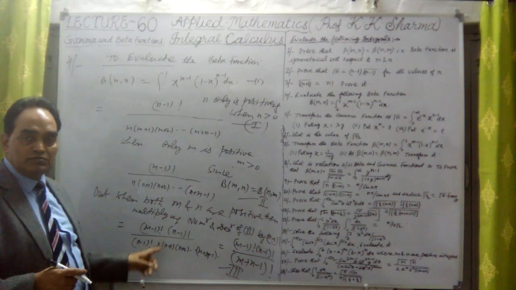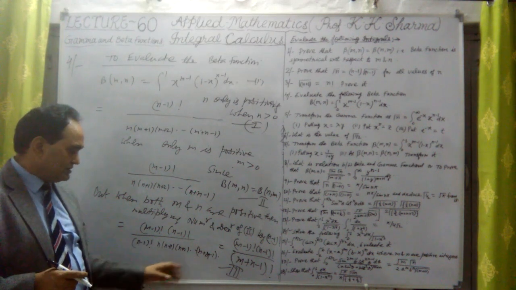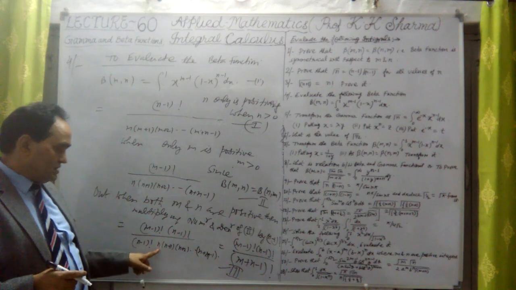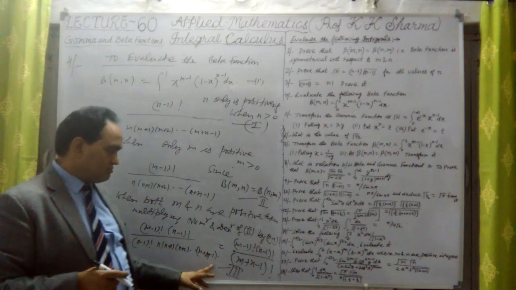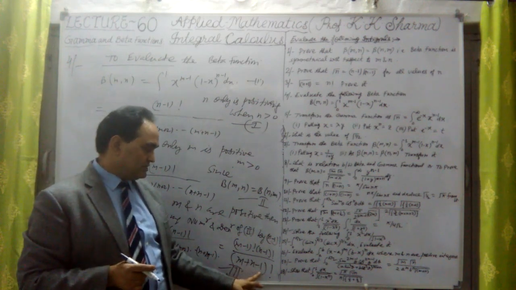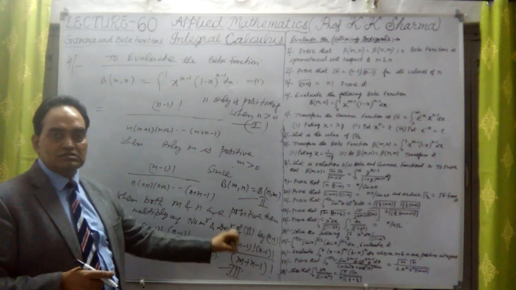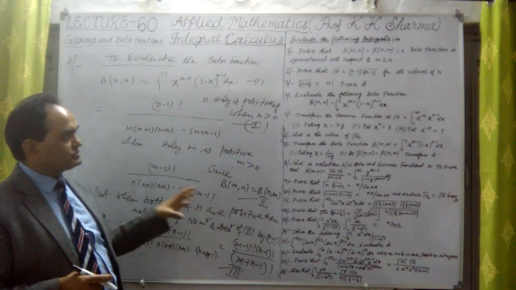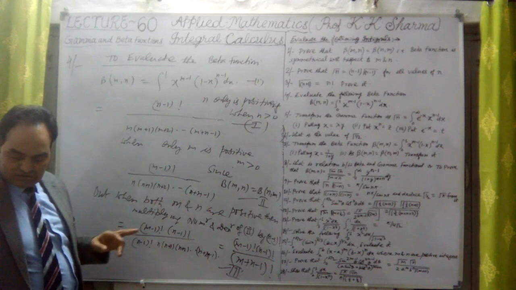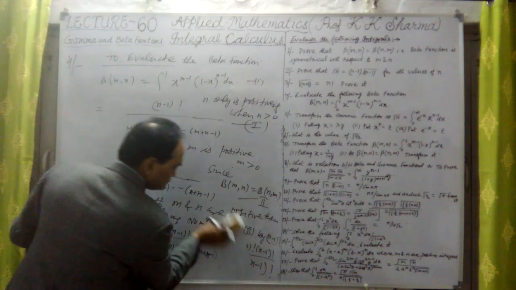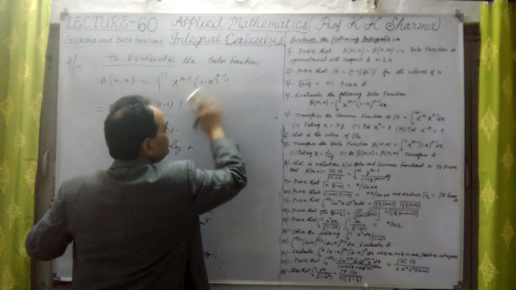multiplying the numerator and denominator by n factorial. So this n factorial means n, n minus 1, n minus 2, down to 1. This is the whole, (n plus 1), (n minus 1)!, and this is (n plus n minus 1)!, and in the numerator we have (n minus 1)! and (n minus 1)!. This is the third result of the evaluation of the beta function. So the evaluation of the beta function is possible, and three possibilities are there. This is what question number 4 we have done.